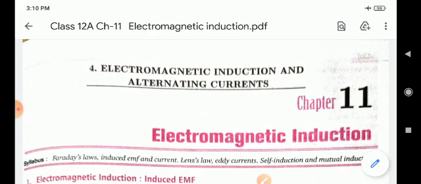Firstly, I will discuss the syllabus. The syllabus covers Faraday's laws, induced EMF and current, Lenz's laws, eddy currents, self-induction and mutual induction.